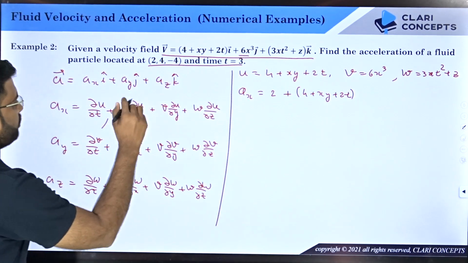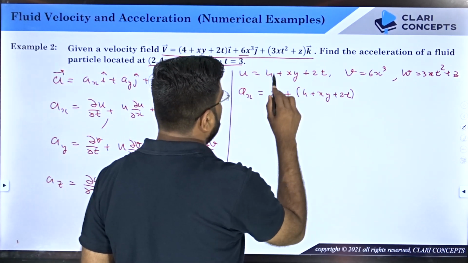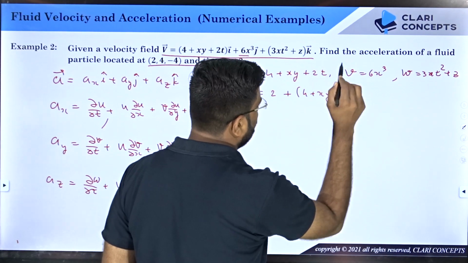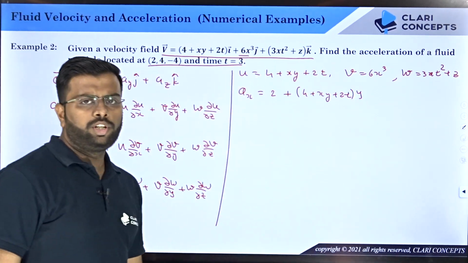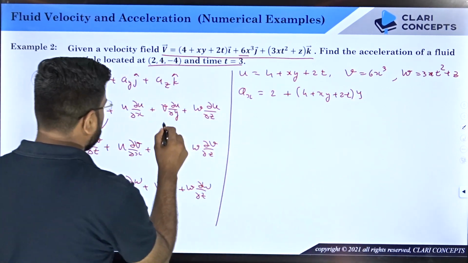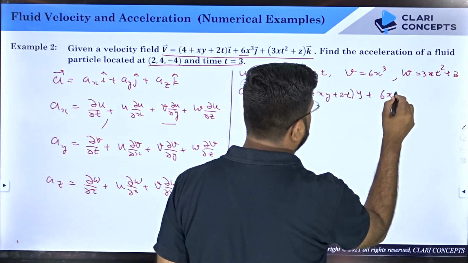Now, I have this term, del u by del x. So differentiation of this with respect to x, 4 is 0, in the differentiation of this y is constant, x is 1, so it will just give me y, and then differentiation of 2t with respect to x is equal to 0. Then, this term, v plus, what is v? 6x cube is the v.